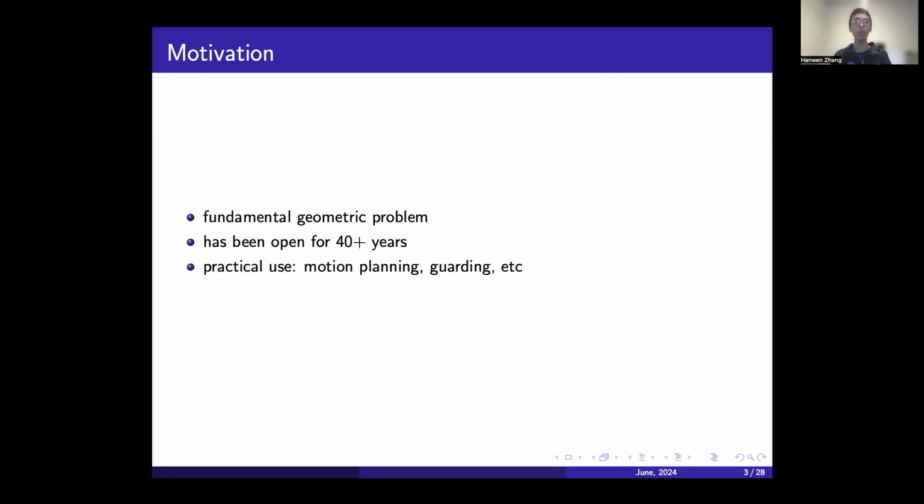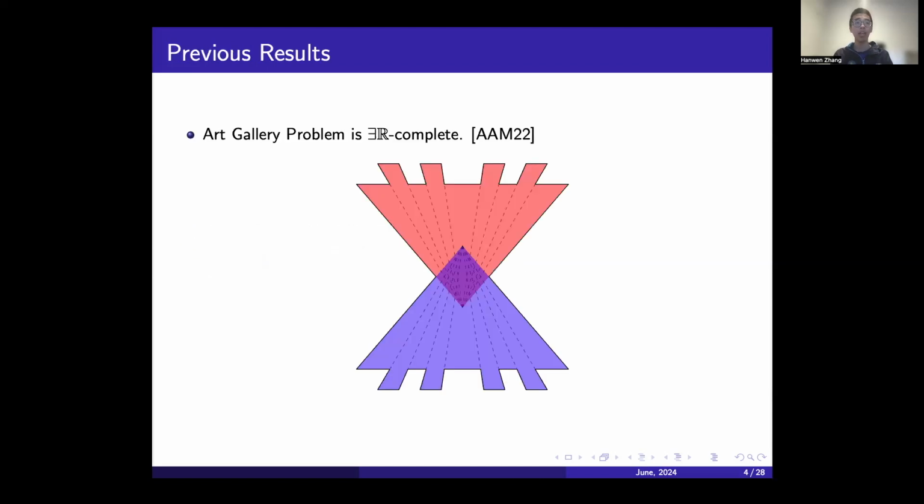This is a fundamental problem in computational geometry, which has been open for over 40 years. Besides theoretical interest, it can also be applied in some practical scenarios, including robot motion planning. In 2022, Abrahamsen, Adamaszek, and Miltzow showed that the art gallery problem for simple polygons is ETR-complete, which is believed to be even harder than SAT. One might guess that the minimum star partition is a good approximation for the art gallery problem, but unfortunately, it can have a linear gap.